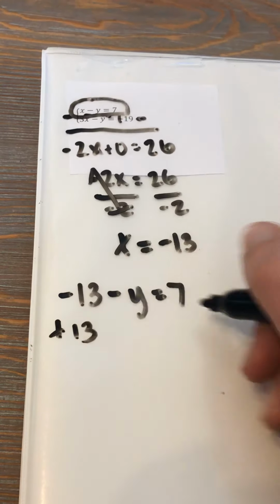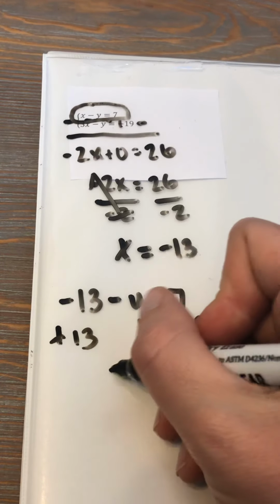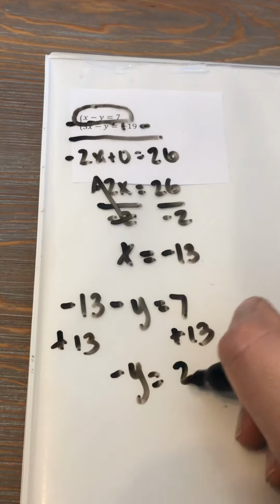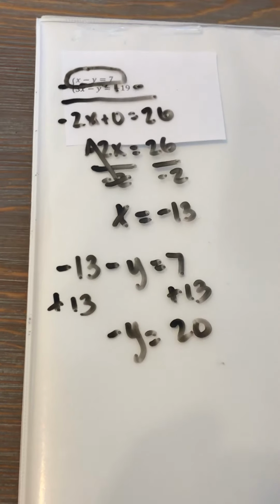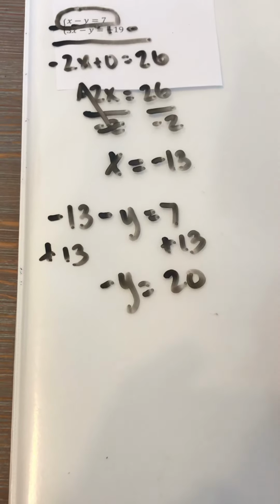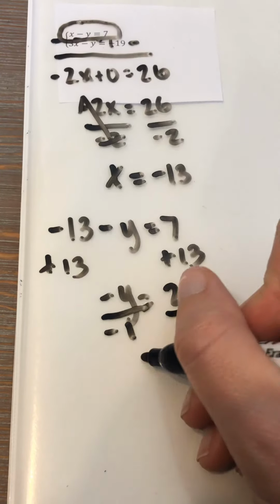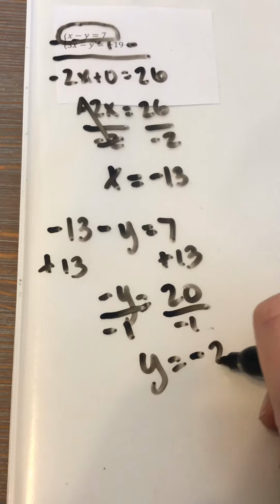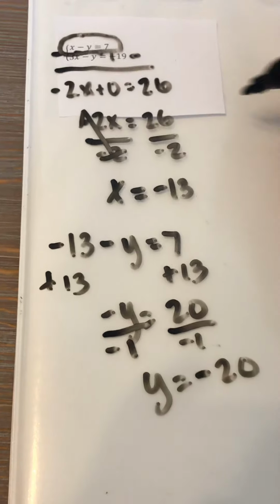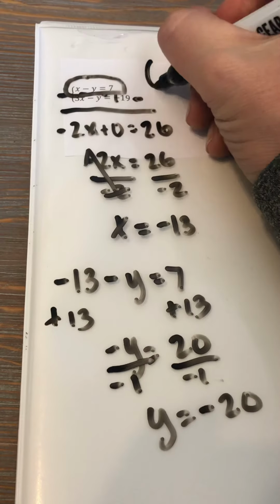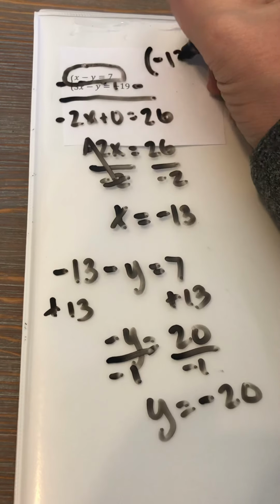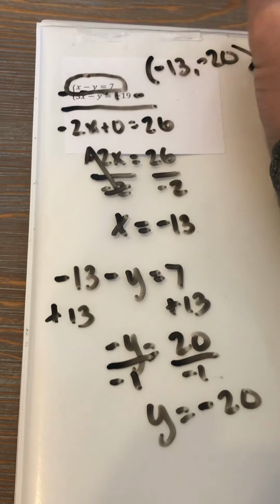Add 13, negative y equals 20. But I don't want to know what negative y equals, I want to know what the positive y equals. So we're going to divide by that negative 1, and y equals negative 20. So we have the solution, negative 13, negative 20.